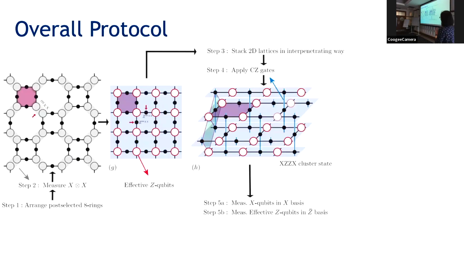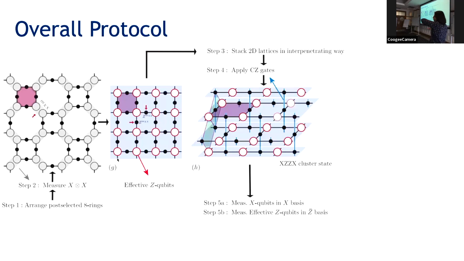So this is the overall protocol. I'm just going to run over this very quickly. We first start by preparing a single layer of the cluster state. We arrange post-selected 8-ring states in a lattice like shown over here, and I just do XX measurements on the neighboring Z-type qubits. So I get this effective single layer of the XZZX cluster state.